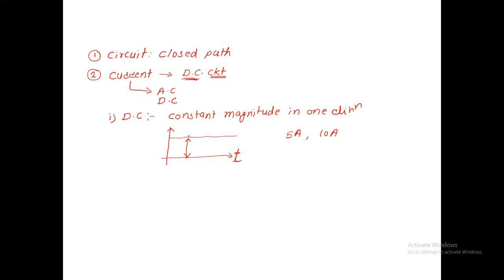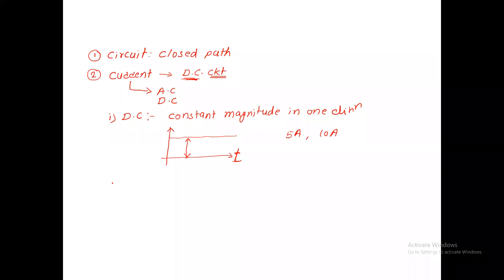That's why we can define the direct current as the current which has a constant magnitude in one direction. And how you draw the graph, you can see on the slide here. It's one horizontal line, and that line indicates that the current will not change its value with respect to time. The value is always constant.